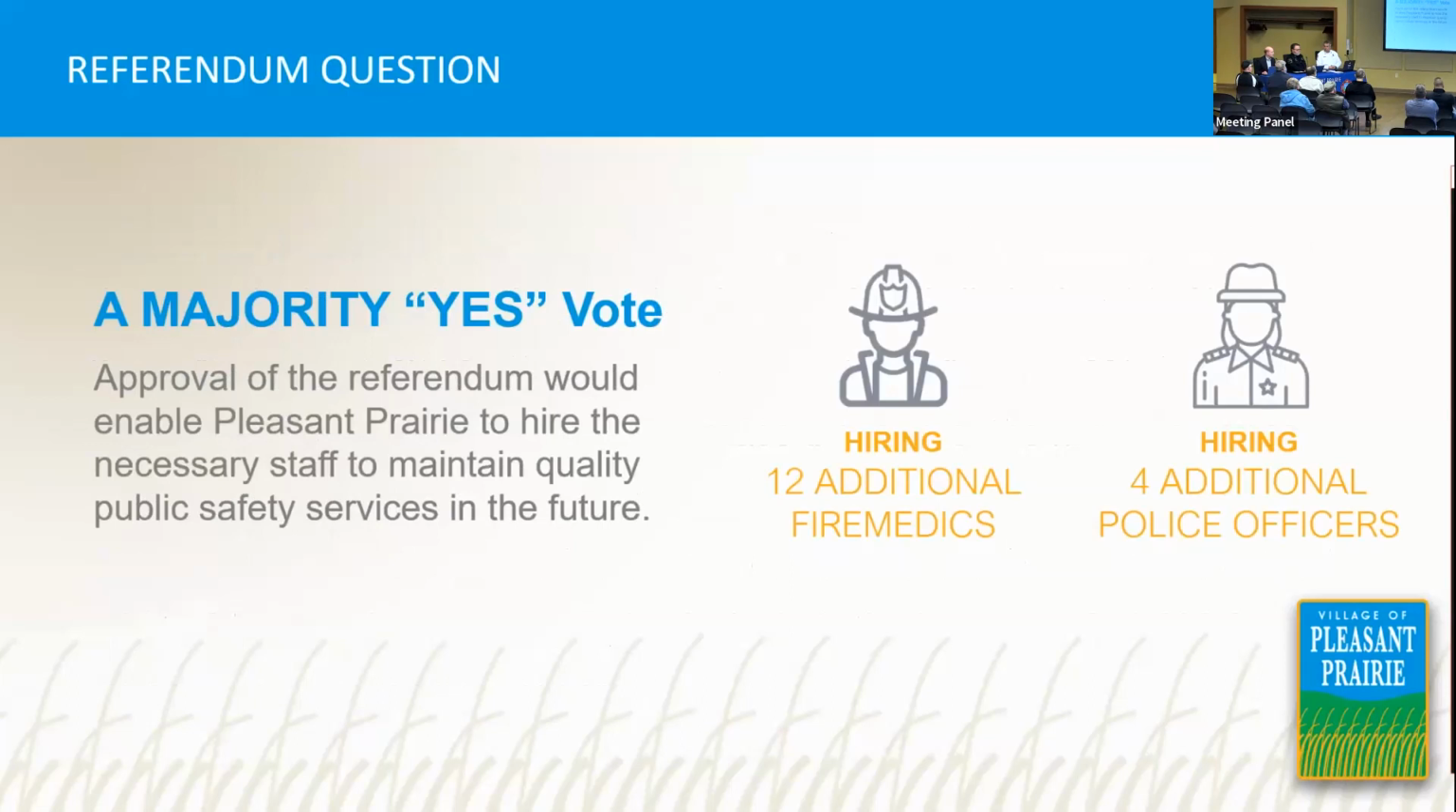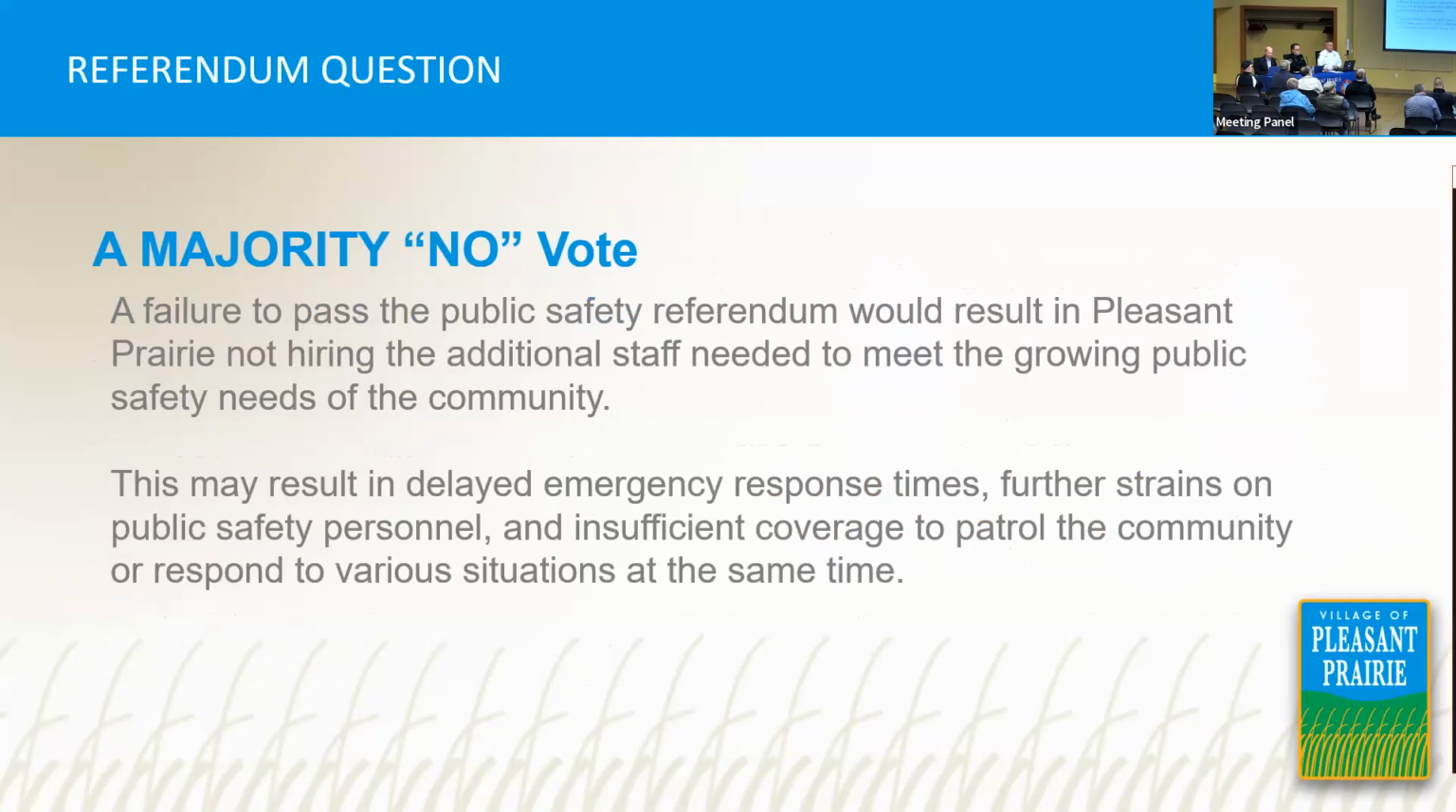So what does that mean? Basically, a majority yes vote would allow the village to increase the annual tax levy by $1.6 million to cover the hiring and retaining of 4 additional police officers and 12 additional fire and rescue staff beginning in 2023. A majority no vote, or failure to pass the public safety referendum, would result in Pleasant Prairie maintaining the status quo.